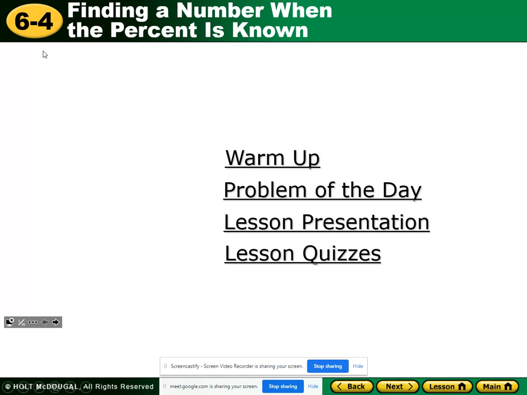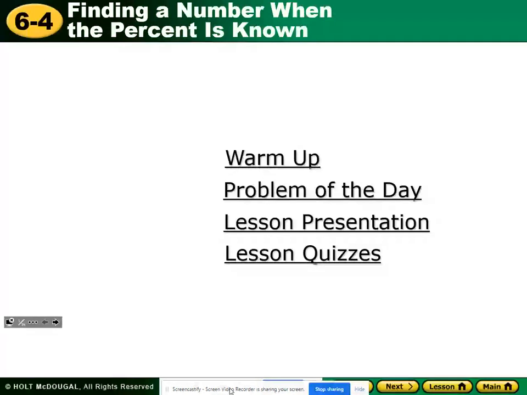All right, guys. So, talking about finding a number when we know the percent. You guys are good with your algebraic problems, and that's part of what today is dealing with, getting those ready.